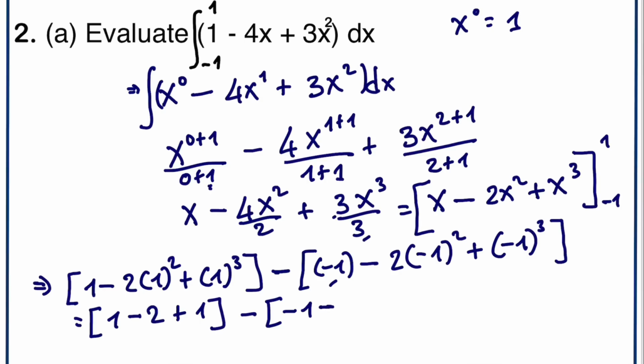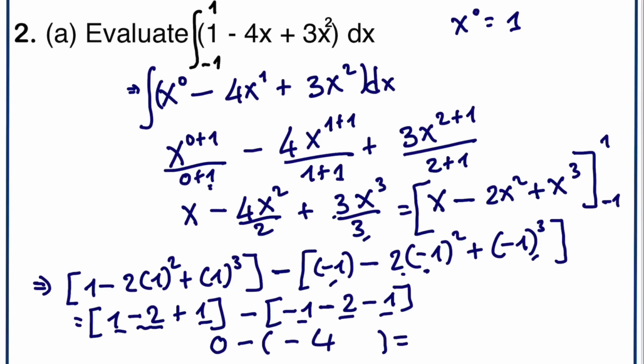minus 1, minus 1 squared is 1, so this will be 1 times 2, which gives us 2, and minus 1 cubed is minus 1. So next, 1 plus 1 is 2, 2 minus 2 is 0, so all of this will give us 0, minus, put this in a bracket, minus 1 minus 2 minus 1, which is minus 4. Lastly, a minus times a minus is a plus, so our answer is 4. So the answer for this question is 4.